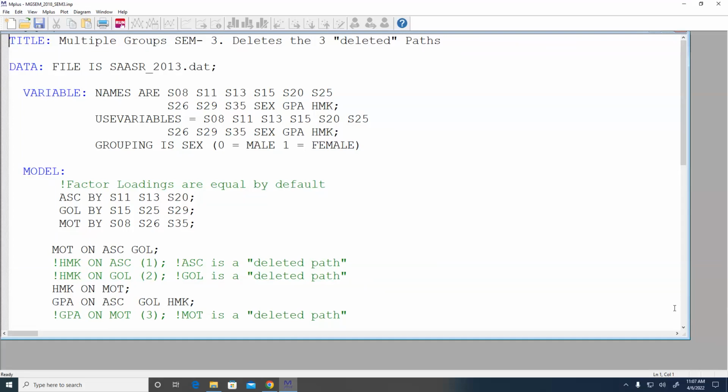Also, what were our other two? Homework on academic self-concept and homework on goal, right? And those are also not statistically significant. So yes, thank you. That's the next thing we have to do. Before we delete them, we want to know, are they statistically significant or not? And the answer is no, so it does make sense to delete them. If one of them were statistically significant, then we would most likely not want to delete that path, right?